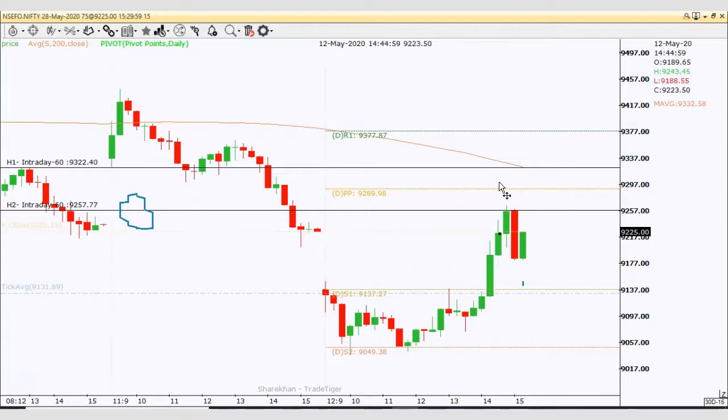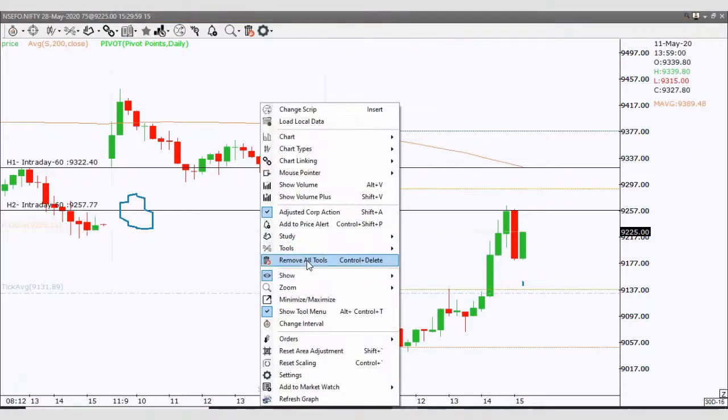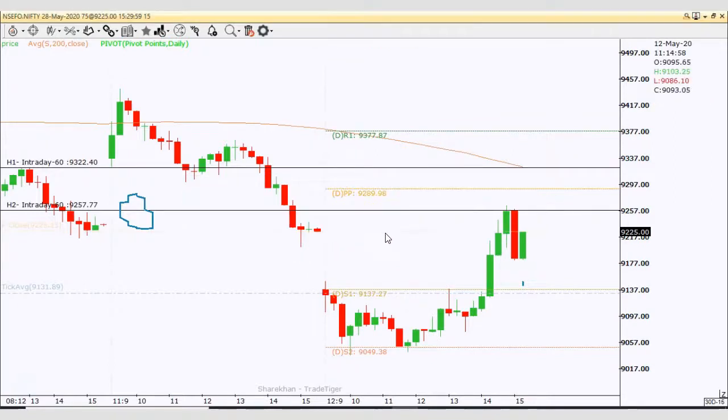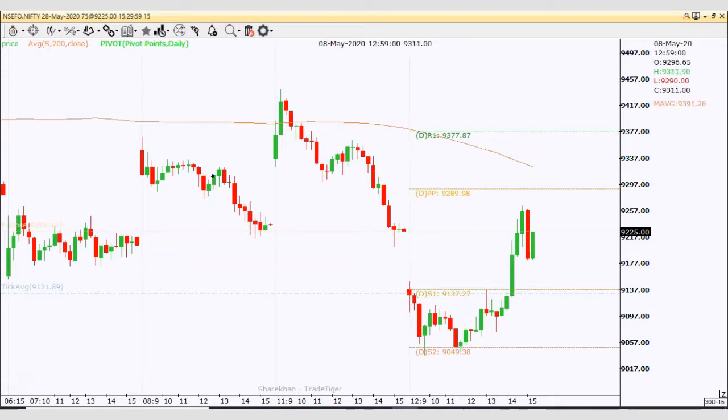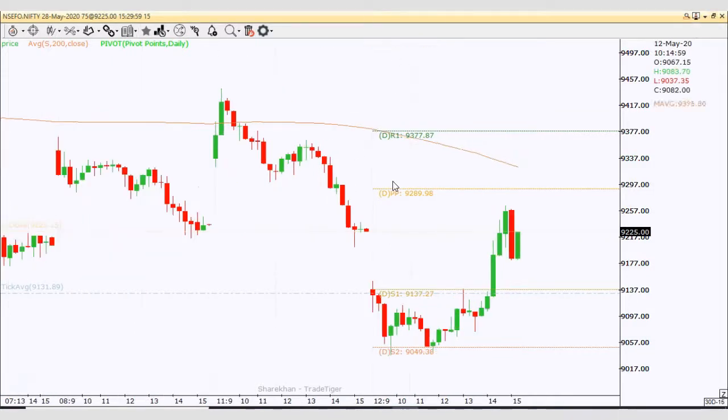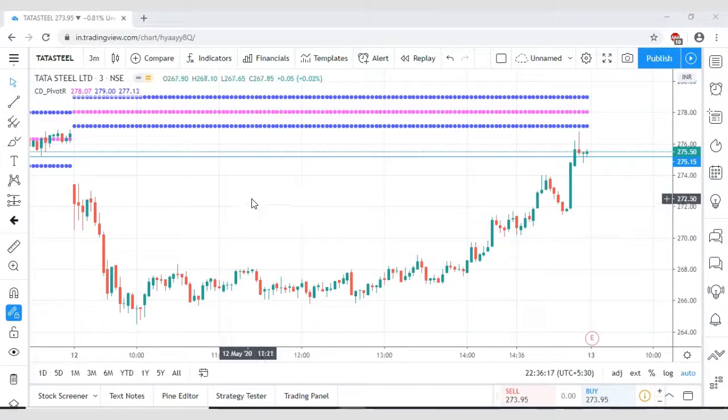Well, let's come back to our concept here. The pivot range, see here, this range will tell you a lot of things. So let me take this off now. If you can see, this is TradingView.